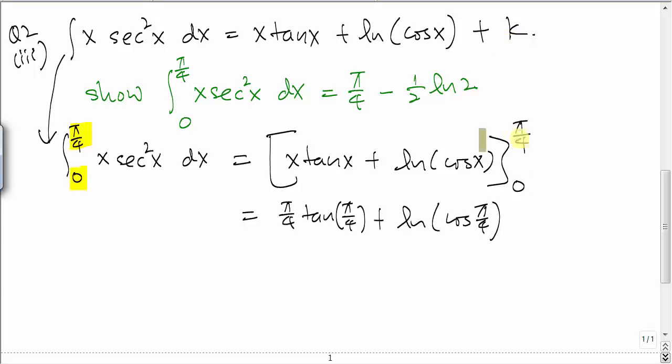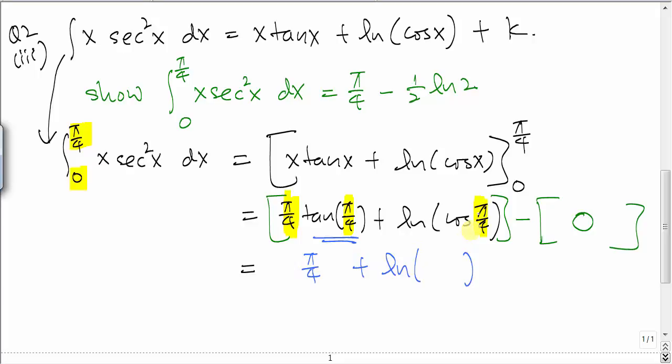Here we substitute the pi over 4 into the x and the x here. The result we subtract away, substitute 0 into the x here. 0 times tangent 0 is 0 plus ln cosine 0. Cosine 0 is a 1 and ln 1 is a 0. So the whole thing here will be 0. Tangent pi over 4 will be a 1. Make sure your calculator is in radian mode because pi over 4 is in radians and we have a trigo term here. 1 times pi over 4 will be a pi over 4.